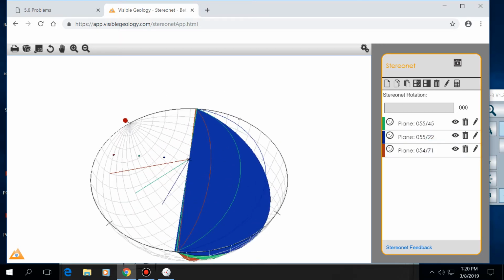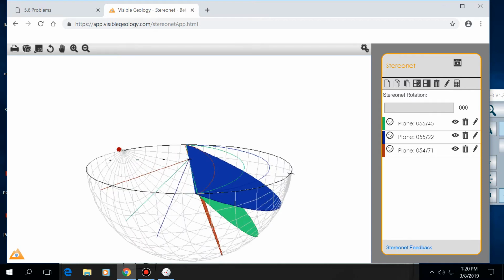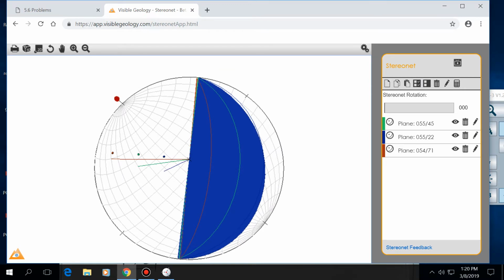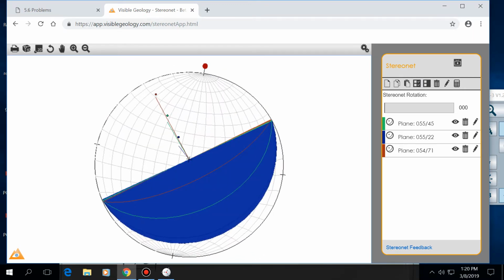Okay? All those planes, they have the same strike. That's the first number. The second number is the dip. You could also have a case that for the same strike, the plane may be dipping towards the northwest. So in that case, the points will be on the other side. The planes will be dipping towards the northwest, but the points will be on the other side.